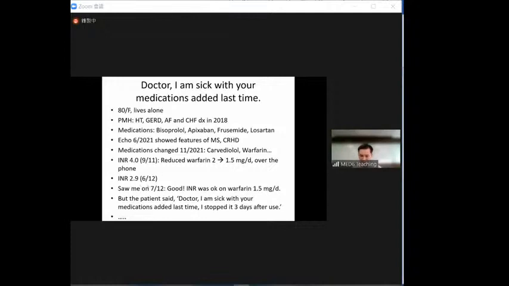So by the time I saw the patient, maybe last week, we reviewed that her INR was quite good. Okay, you maintain with 1.5 milligram. And your INR was 2.9, really, really good. And then I saw the patient on the 7th.